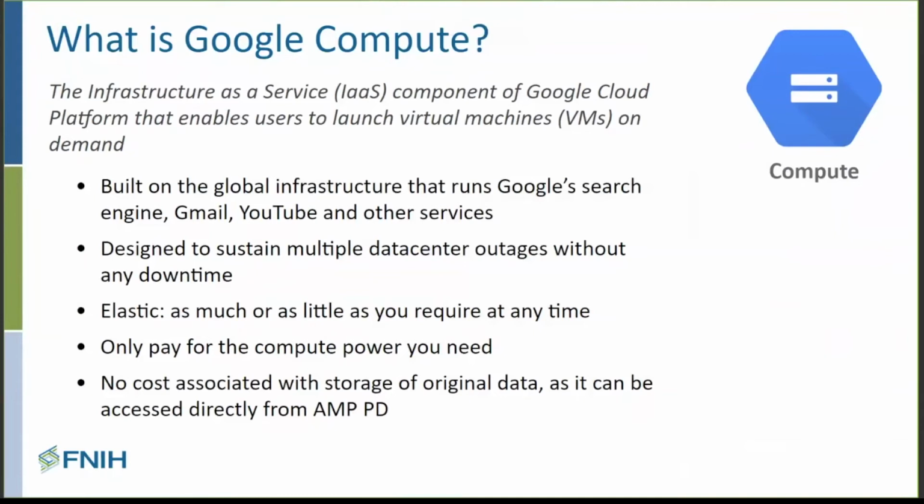The Google Compute Engines are designed to withstand multiple data center outages, so you don't have to worry about your machines being unavailable if the data center goes down. They're hosted all throughout the US and throughout the world. And an additional feature of the compute engines is the ability to work with the AMP-PD data within the cloud, so that you don't have to download potentially petabytes of original data down to your local machine. The compute engine can work with AMP-PD's data in the cloud. It can access it from there, process it, and then you only have to store the output data from your processing.